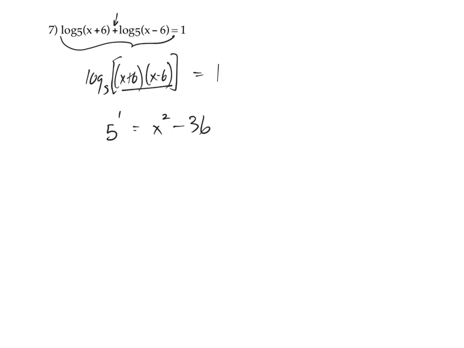I'll push the 36 to the other side and add, so that'll be 41 is equal to x squared. Then take the square root, so it'll be the square root of 41. And it will be a positive or negative. That's what you always do when you use the square root principle. But if you put a negative square root of 41, I don't think that one works. And so the answer would just be the positive root of 41. The negative one doesn't work.